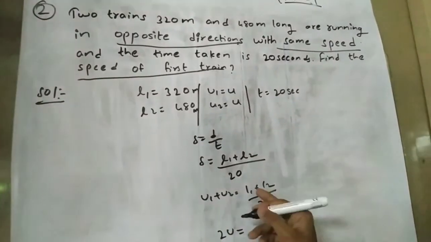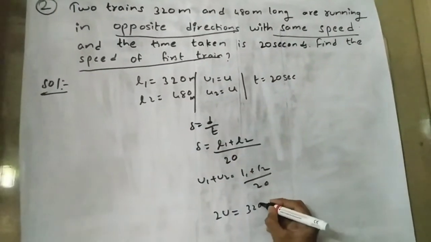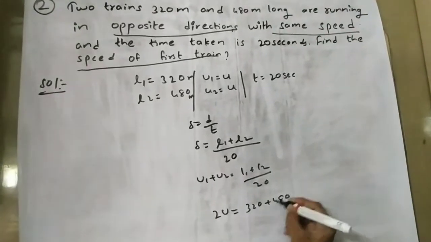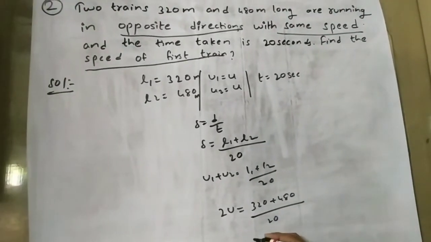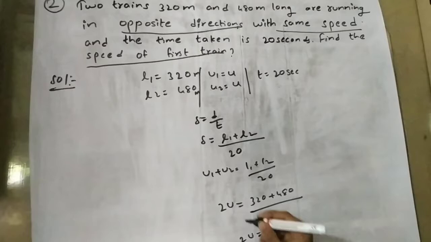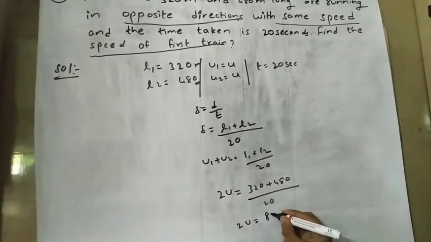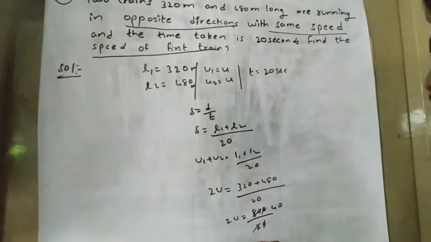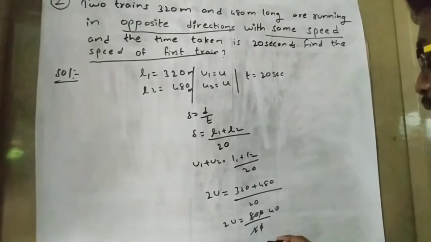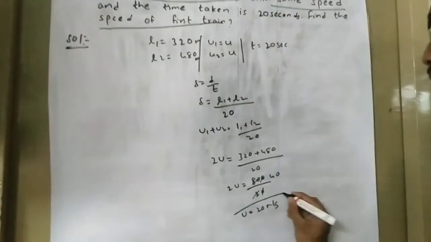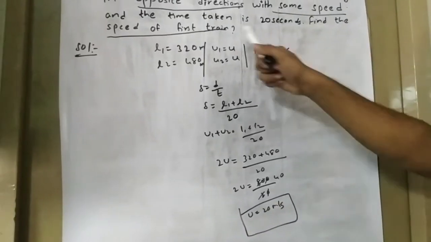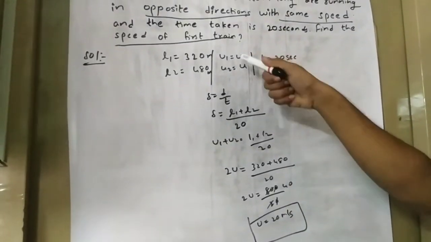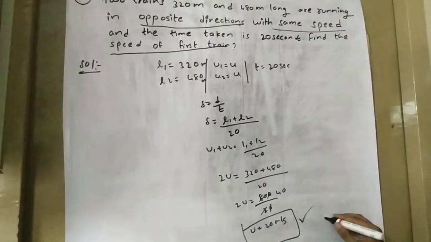So 2U is equal to (320 plus 480) by 20. 2U is equal to 800 by 20. U is equal to 20 meter per second. So the speed of the first train, U1, is U, so it is 20 meter per second.